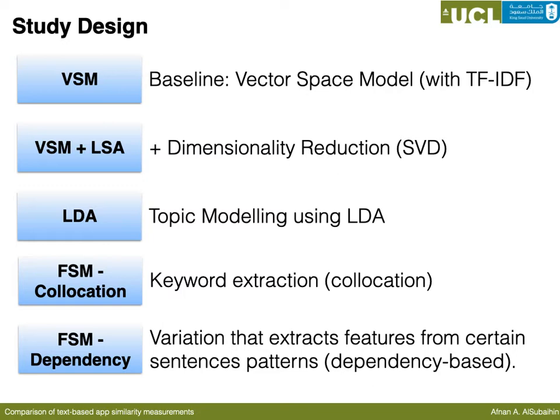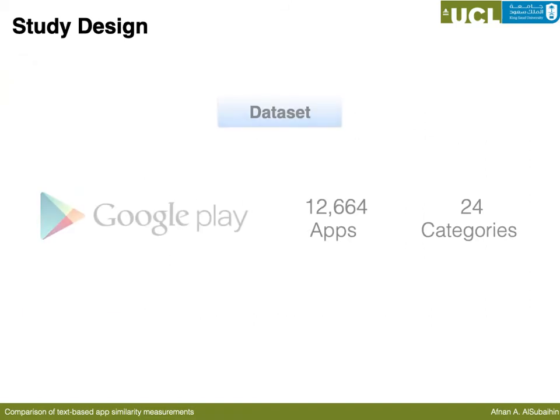To test this, we used a data set that is completely uniformly randomly sampled from the Google Play App Store in 2014. The dataset contains around 13,000 apps from all 24 different categories in the Google Play App Store at that time.